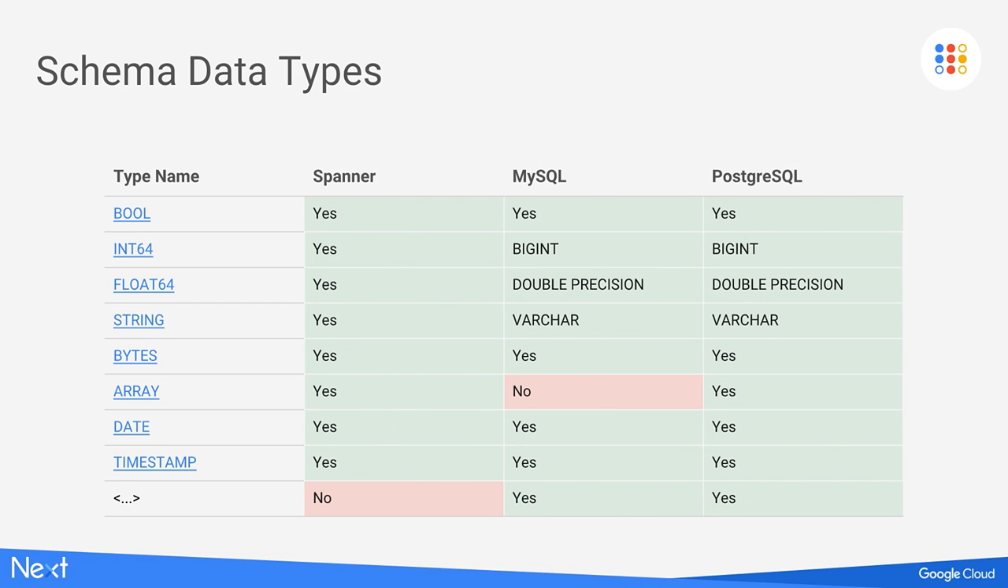Cloud Spanner supports the most common SQL data types, so booleans, integers, floats, strings, bytes, arrays, dates, and timestamps. I've put it up against MySQL so you can see we support all of the similar ones, except MySQL doesn't support arrays. And then obviously MySQL and Postgres have lots of other data types, things like JSON and other features that we haven't implemented yet in Cloud Spanner. The key thing here is that anything you have in your MySQL or your Postgres schema should be directly transferable into Cloud Spanner.